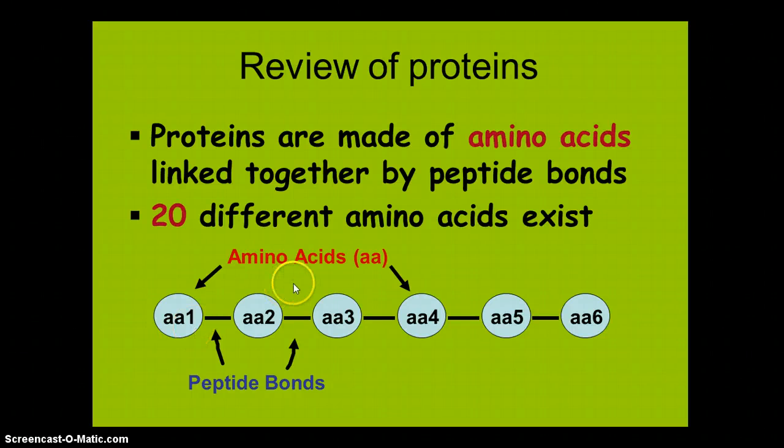Okay, so here we are back again, and here is the review of proteins that I want you guys to know. I want you guys to remember, amino acids make up proteins, and they're linked together by peptide bonds. Okay, so here we have amino acids, and they're linked together by peptide bonds. There are 20 different amino acids that exist.